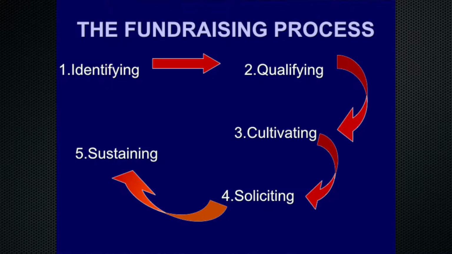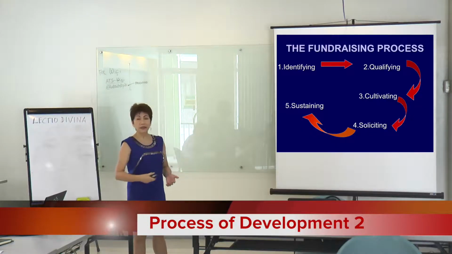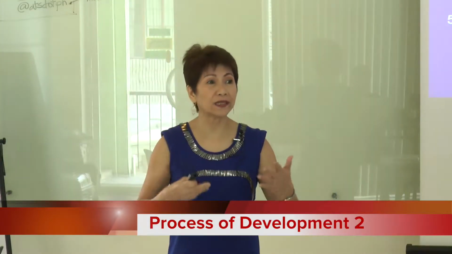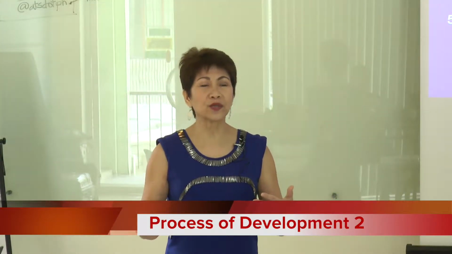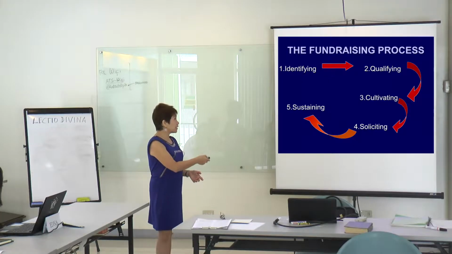So this is the fundraising cycle. You first identify who could be your potential partners, you qualify them, because you don't want to invite everyone into your organization. You only want to invite partners who share the same core values, the same vision, the same mission, the same DNA, the same ethos. You want to cultivate that relationship with them before you solicit, and then once they have given to your organization, you want to retain them.